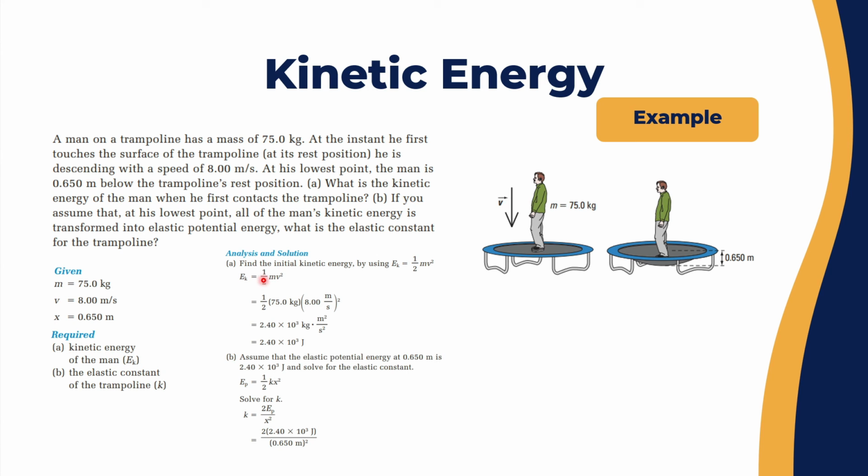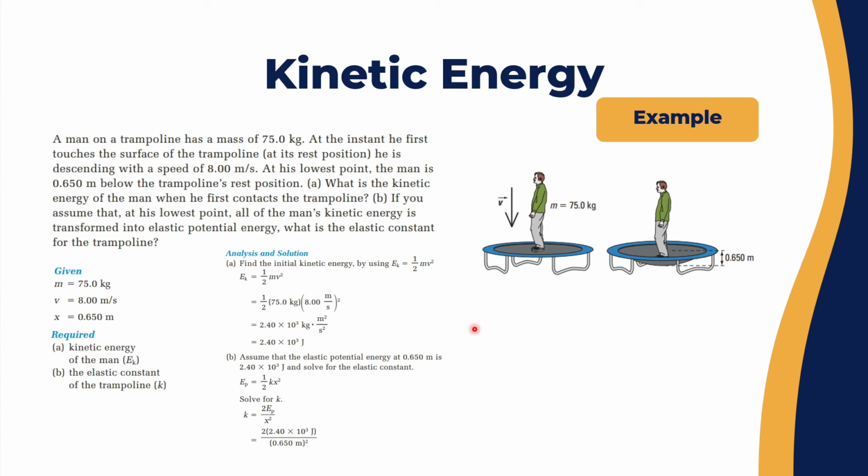EK equals 1 over 2 mass times velocity squared. We have the mass and we have the velocity. You can find EK is 2.4 by 10 to the power 3 joules. We already solved branch A of the problem. The little more complicated one is branch B. We assume the elastic potential energy at 0.65 meter is this one, 2.4 by 10 to the power 3 joules. And we solve for the elastic constant.